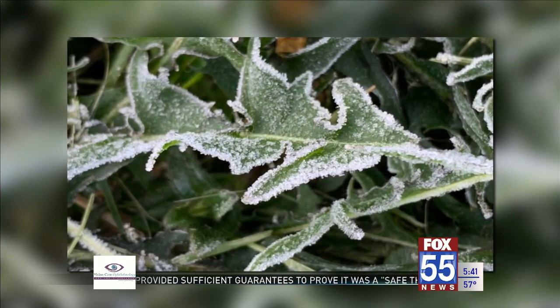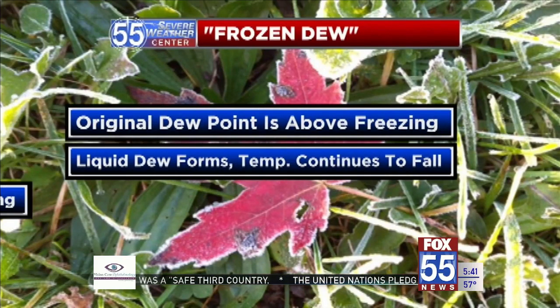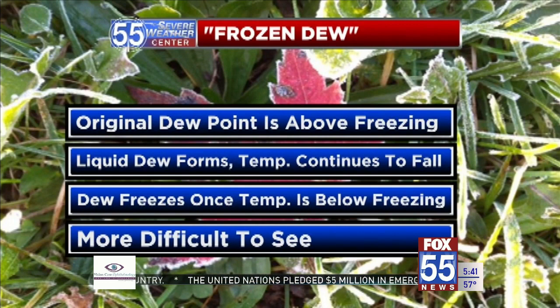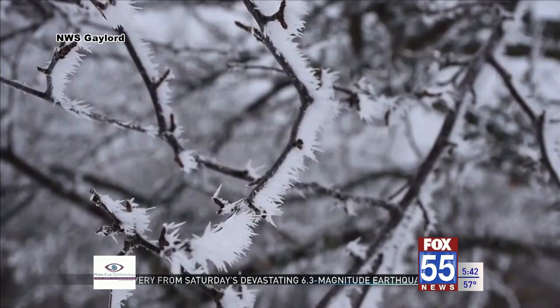Frost can also occur by freezing liquid dew droplets, also known as frozen dew. When temperatures drop to a dew point that is above freezing, liquid dew forms on grass and other surfaces. From there, the temperature continues to fall until it is below freezing, and the existing dew will freeze into a solid state. This type of frost is more difficult to see as it is not as white and does not feature the same ice crystal patterns as hoar frost.